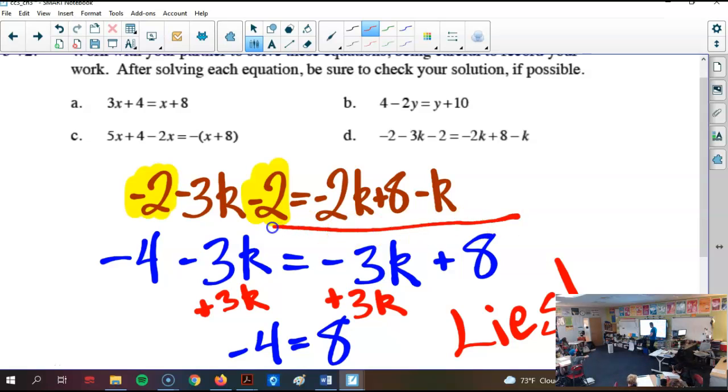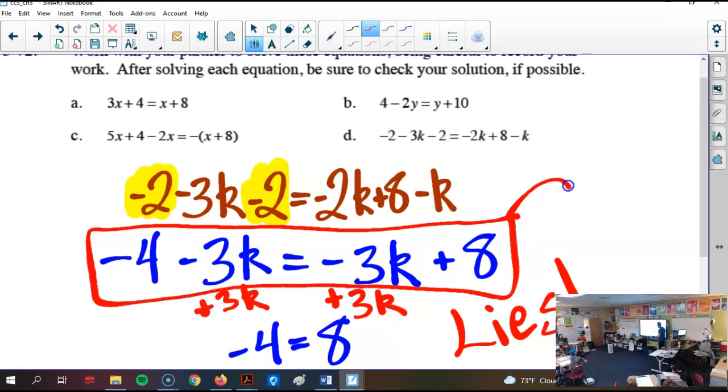So guys, this is a lie. This is like saying your age minus 4 is equal to your age plus 8, right? Because if I just replace my variable with something else.